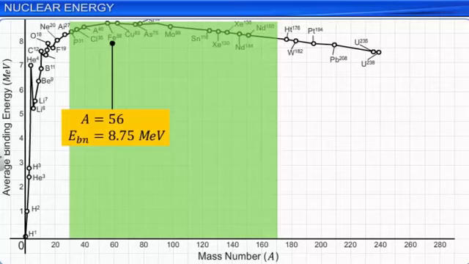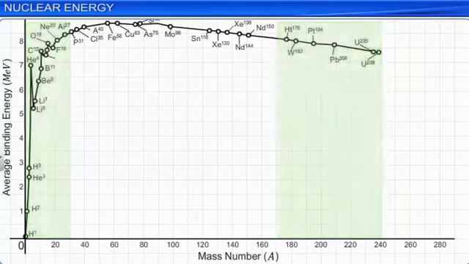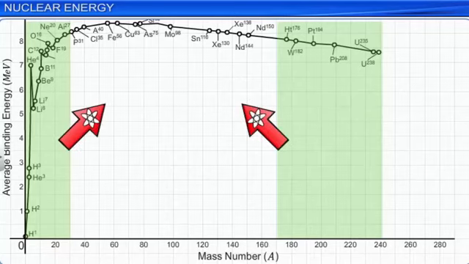From the same curve, we observe that the nuclei with mass number less than 30 and greater than 170 have lower binding energy per nucleon. This implies that when tightly bound nuclei transform into relatively less tightly bound nuclei, or when such nuclear transformations occur, an enormous amount of nuclear energy is released, as in the case of nuclear fission or nuclear fusion, which you will learn in detail later.